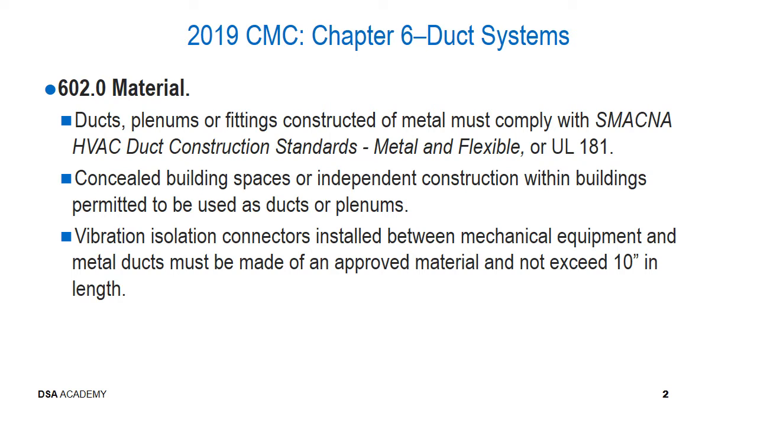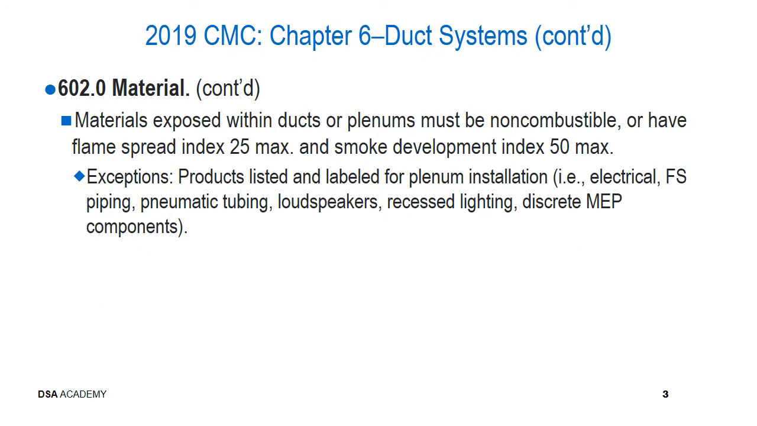Vibration isolation connectors are required to be installed between mechanical equipment and metal ducts, and are also required to be made of an approved material and not exceed 10 inches in length. All materials that are exposed within ducts or plenums are required to be non-combustible or have a flame spread index of 25 maximum and a smoke development index of 50 maximum.